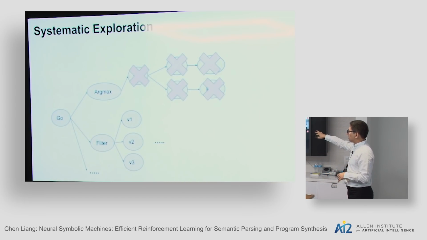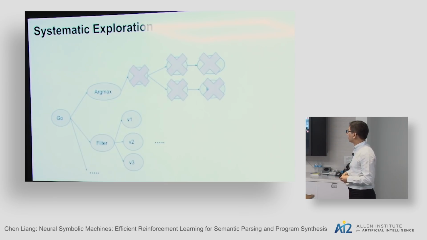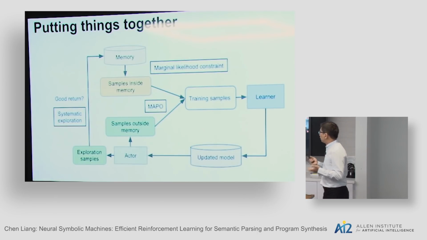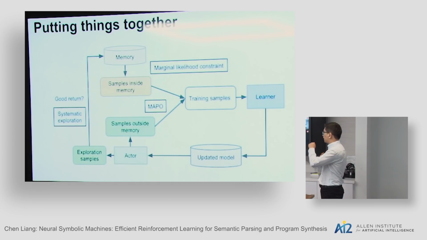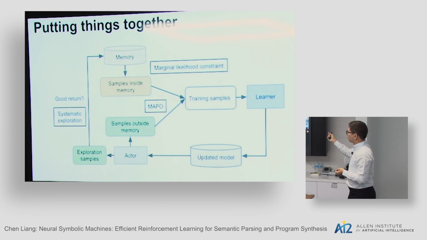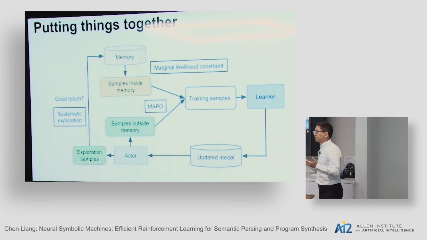So we keep this systematic exploration running during the training, and we also run this with a random model for some time before the training to collect some good programs. So putting all the things together, we still have the actor and the learner phase, but what we are adding is a memory. So when you are getting training samples, you use samples inside the memory and also samples outside the memory. And we are adding the marginal likelihood constraints, basically the clipping, to make sure the memory always gets some attention, and also the systematic exploration for efficiently finding good programs.